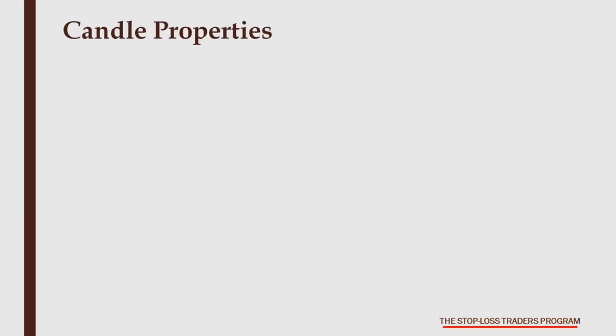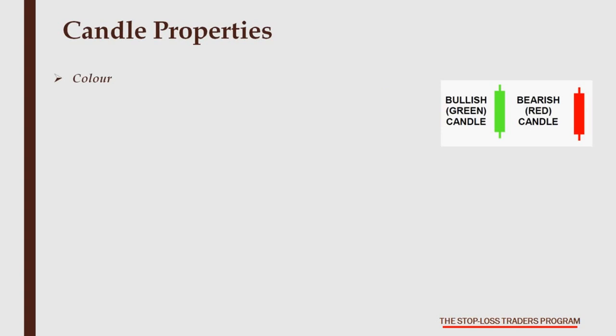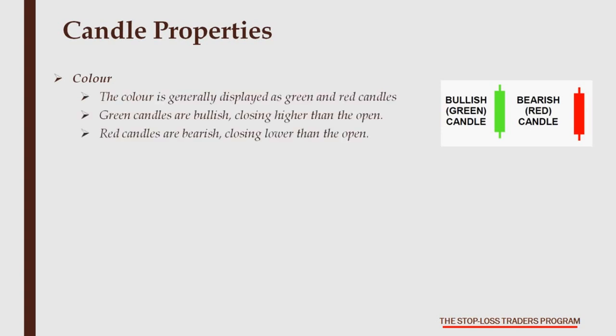Then there are few properties of candlesticks which we should be aware of. First is the color. The color is generally displayed as green or red in colored charts, or white and black in black and white charts. So black is for red, white is for green. Green candles are considered to be bullish as the closing is higher than the open, and red candles are bearish as the closing is lower than the open. All right, everyone clear with this?